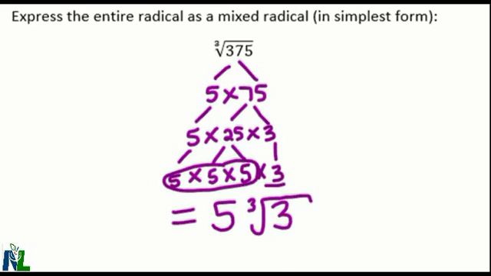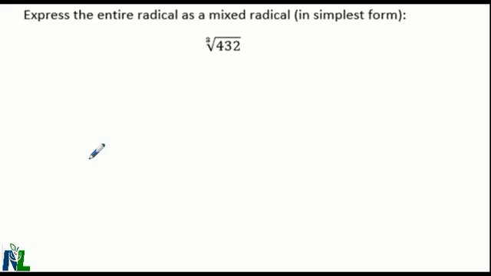Now let's look at another example. This number here, 432, we're still using an index of 3. So I want to find two numbers that multiply to give 432. I'm going to choose 144 times 3. So let's continue to break down 144.